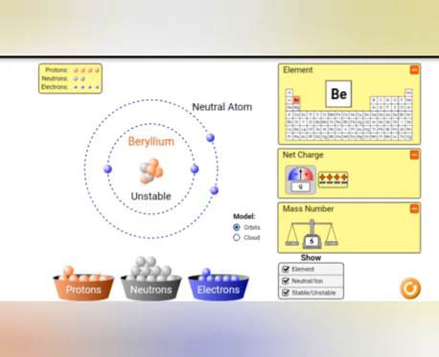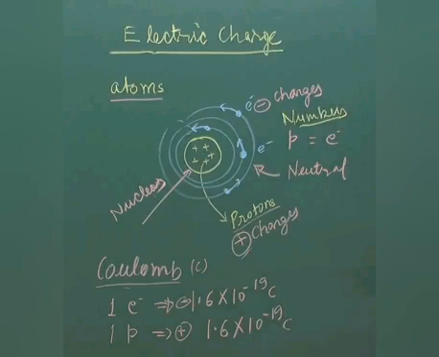So this is the normal experiment where you can go and check that charges are playing a major role in forming an atom. Now we can focus on the point that these charged particles are carrying a unit, called coulomb. One electron carries a negative 1.6 into 10 to the power minus 19 coulomb of charge, and one proton carries a positive 1.6 into 10 to the power minus 19 coulomb of charge.